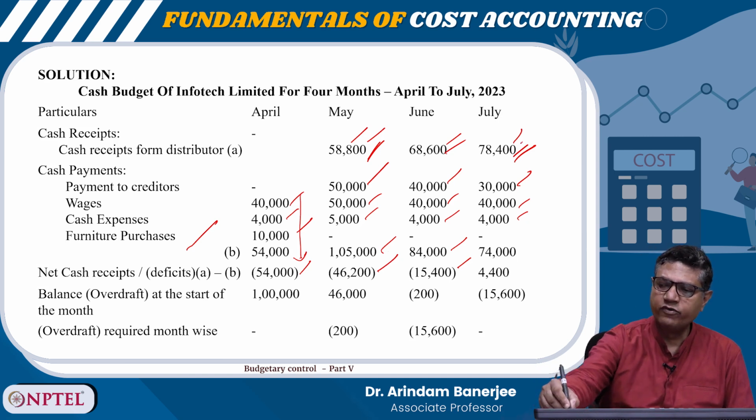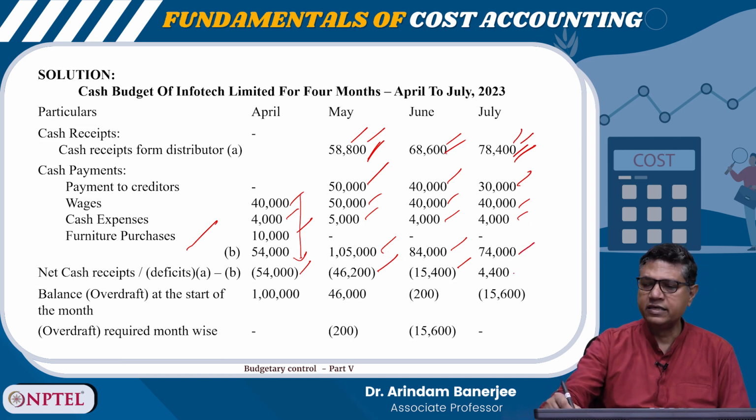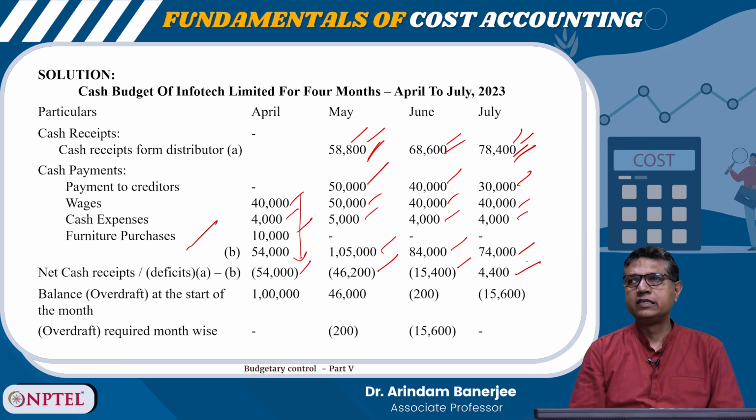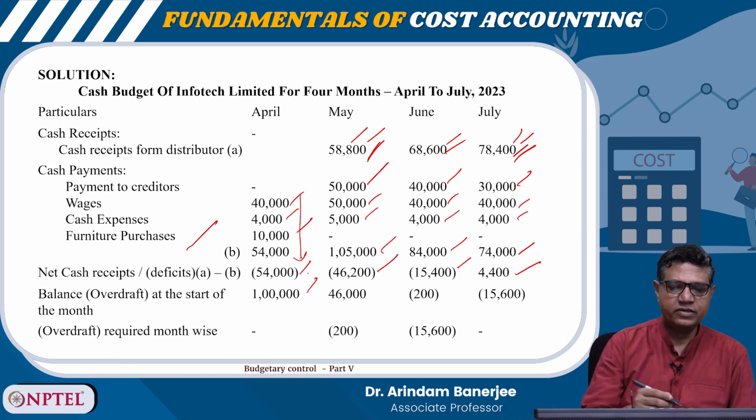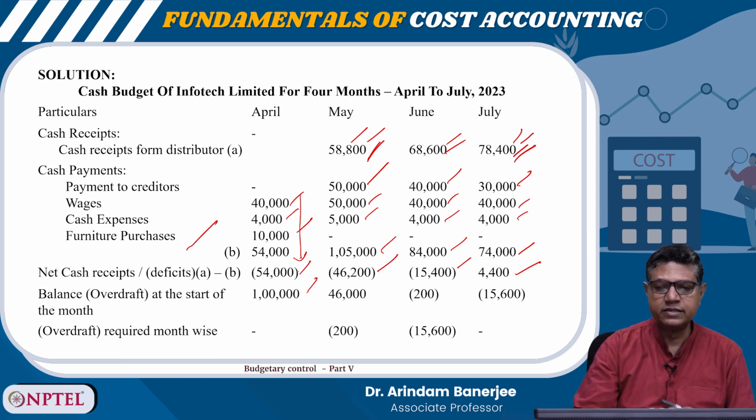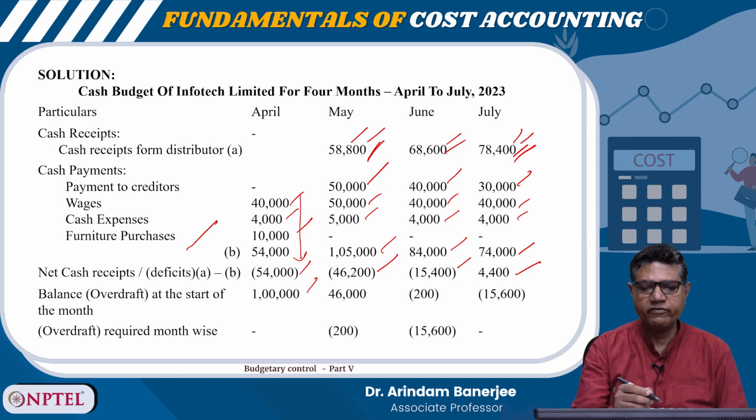And in the month of July, the income is more than expense. Income is 78,400 and expense is 74,000. So the cash receipt is positive, 4,400. Now this balance overdraft at the beginning, it is 1 lakh, right? So there is no overdraft, so here is a deficit in the month of April of 54,000.